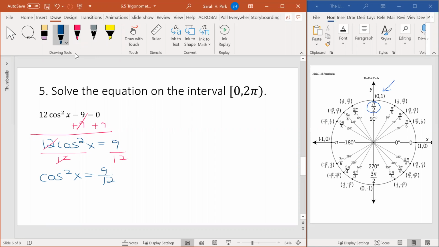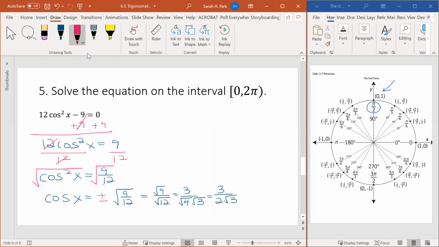To get rid of the power 2, we can take the square root of both sides. We get cosine of x equals, one thing to note here, when you take the square root of both sides to cancel a power 2, you get plus or minus the square root of 9 over 12. What that becomes is square root of 9 over square root of 12. Square root of 9, we know that's 3. Square root of 12, we can split up as square root of 4 times square root of 3. And square root of 4 is 2, so we got 3 over 2 square root of 3.